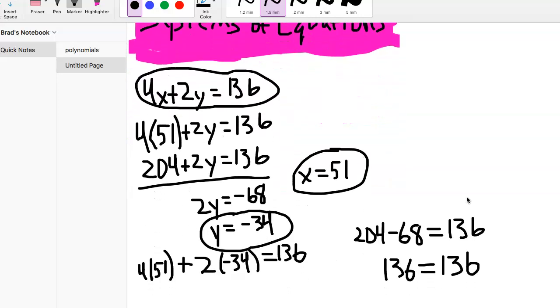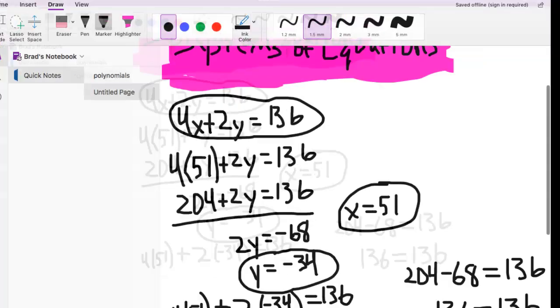But in our answer, x equals 51, y equals negative 34 works out, and really the key is to do a bunch of the practice problems. If you get confused, don't worry about it too much. You can go back, check your work, and take a look at this video a couple times, and I think you'll be on your way to understanding systems of equations.